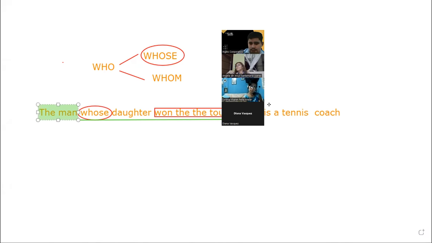This is gonna be the subject, okay? Let me insert something else here. This is gonna be the verb, and this is going to be the complement. There we have the three elements. The man is a tennis coach. This is the basic sentence that we have. The man is a tennis coach. We are giving a specific piece of information using just those elements, subject, verb, and complement.